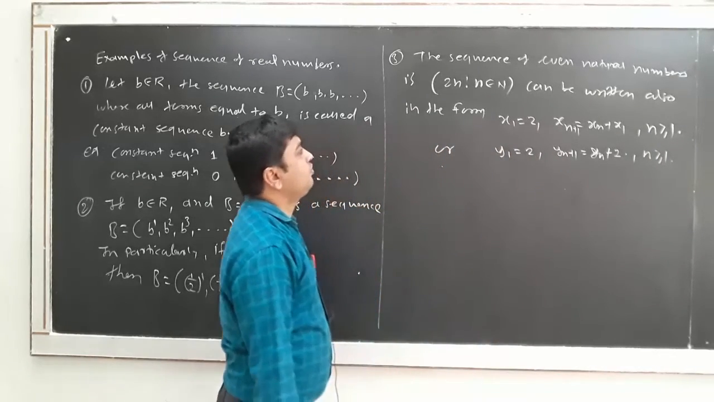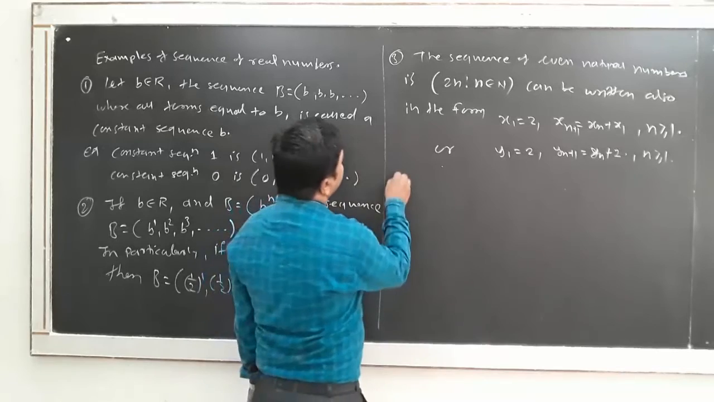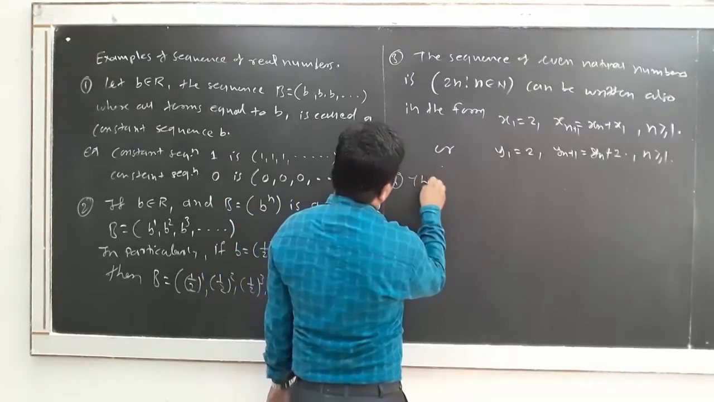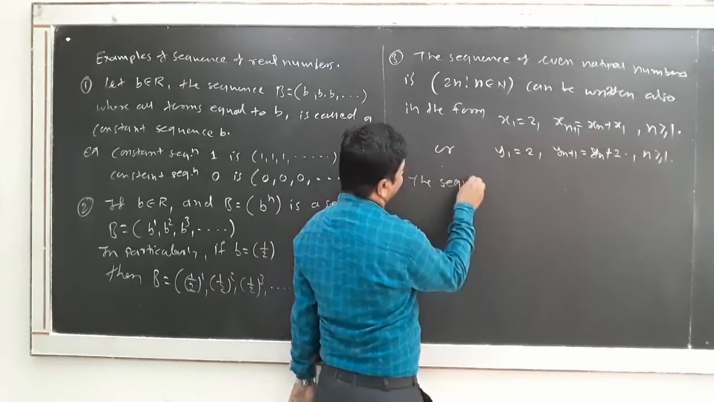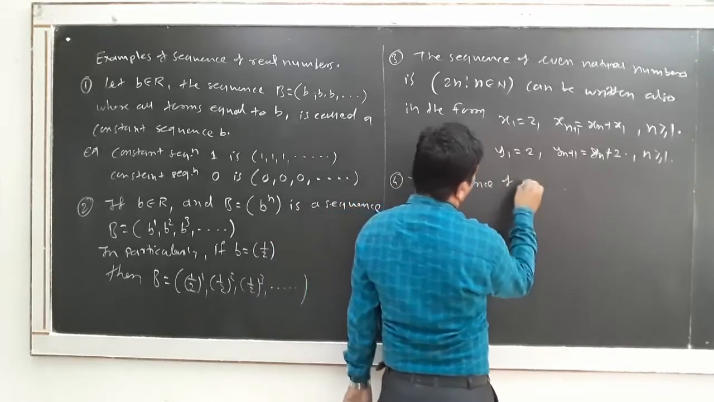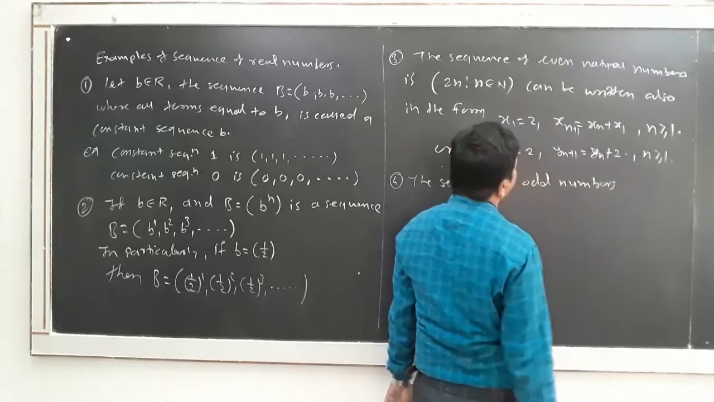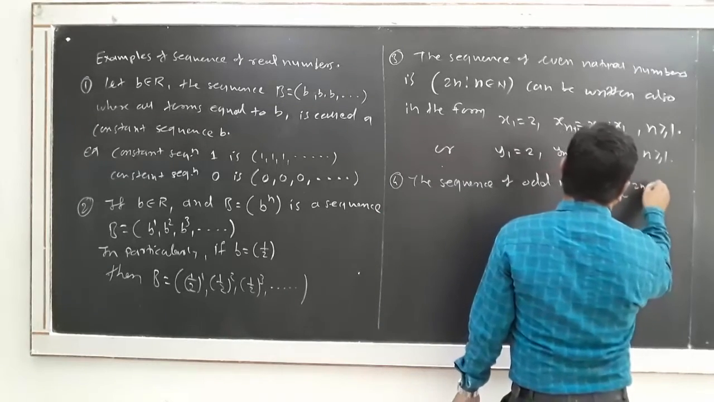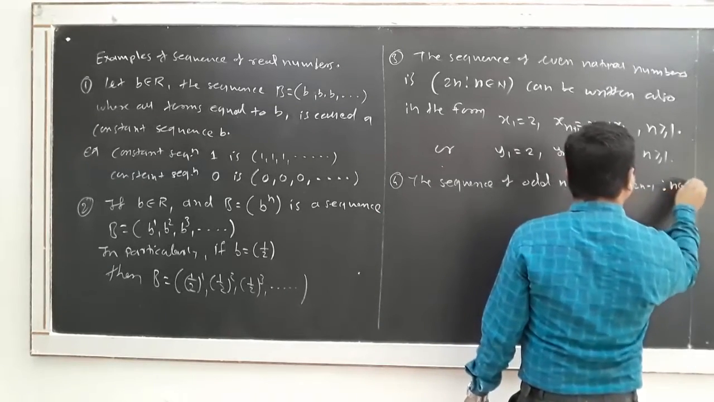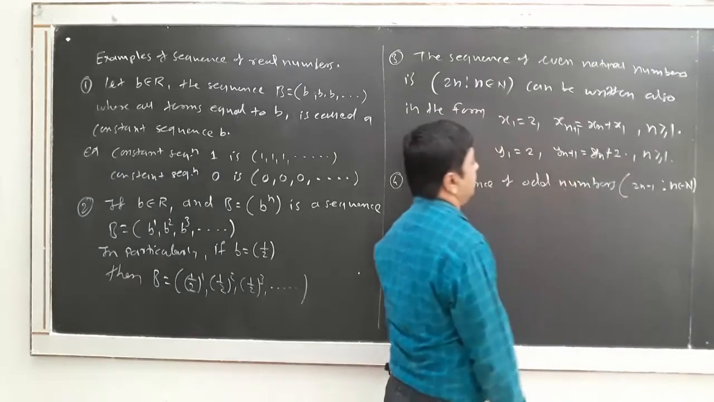Okay, so that is the sequence of even numbers. Similarly, we can write the sequence of odd numbers. This is nothing but 2n minus 1, where n belongs to the natural numbers.